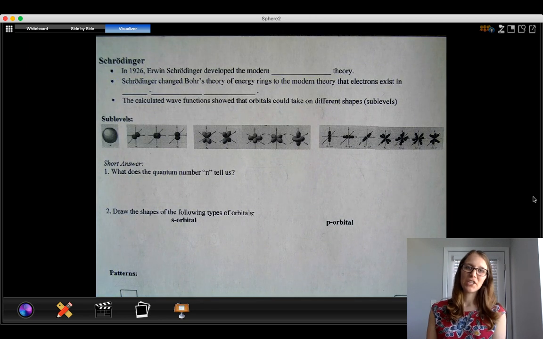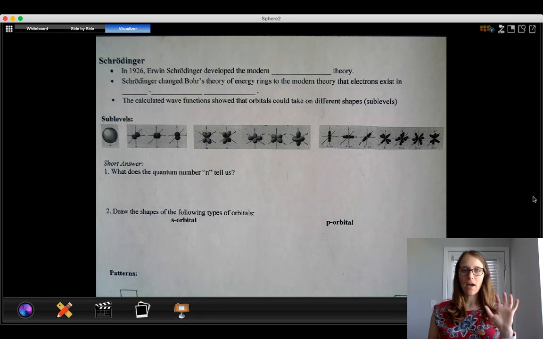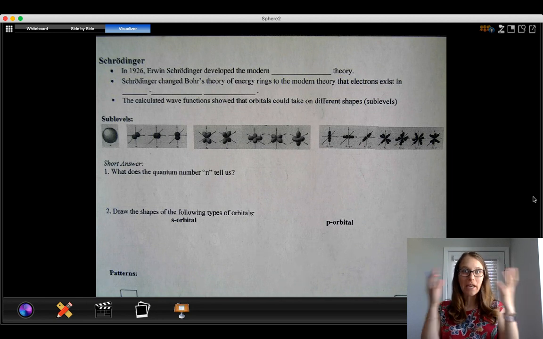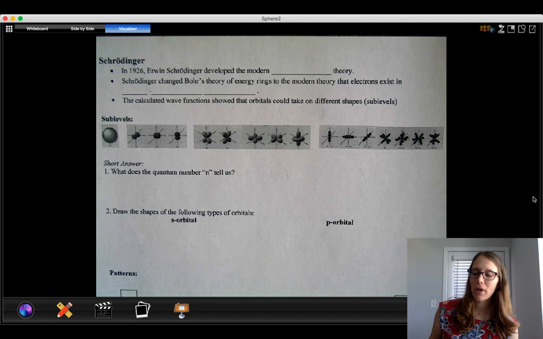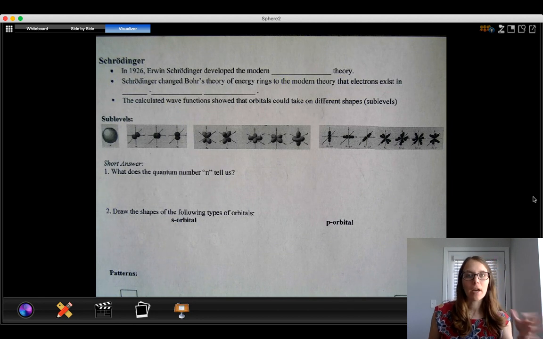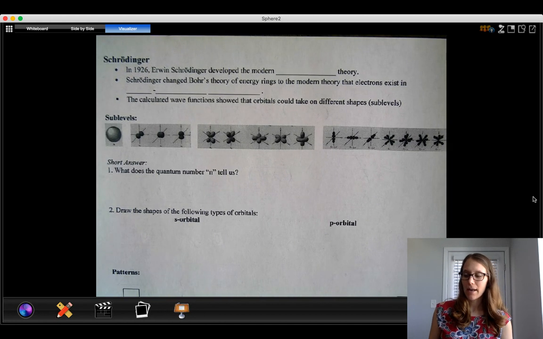All right, we are on page number 6 of the Unit 2 packet. We've been talking about electrons. So we left off with Niels Bohr, and we talked about the ring, the energy level model of the atom, the planetary model that Bohr came up with. And so from there, that was related to light. So today we're going to talk about Schrödinger, the next scientist who changed the model of the atom.